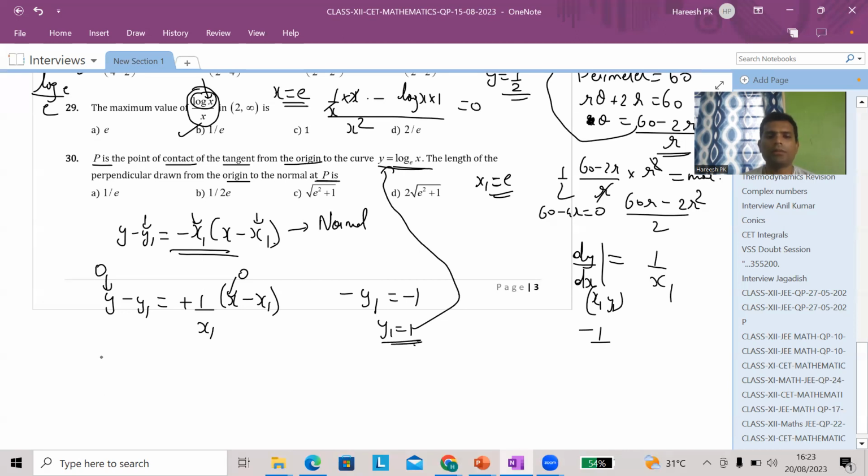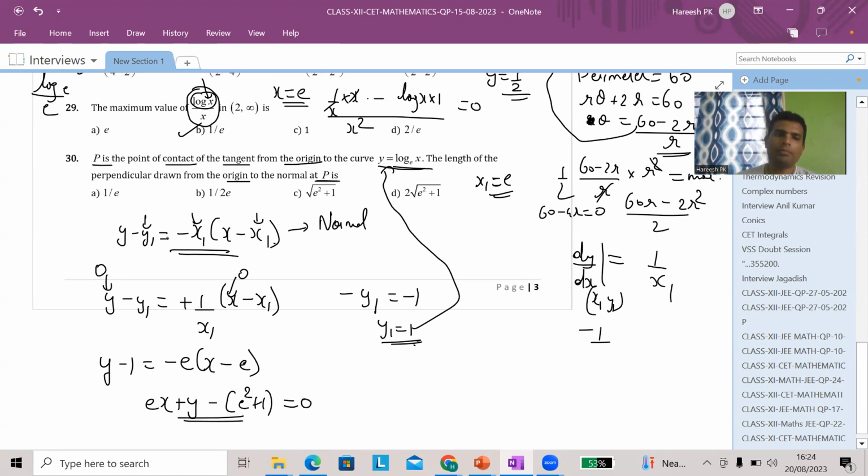Now once you know x1 and y1, substitute that here to get the equation of normal. So what is the normal equation? y minus 1 is equal to minus e into x minus e, or I'll write it as ex plus y minus (e square plus 1) equal to 0. So this is the equation of normal.